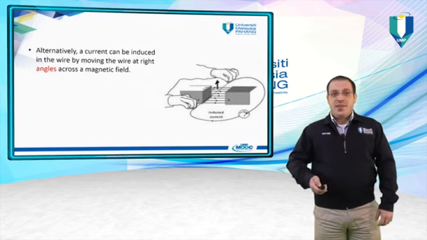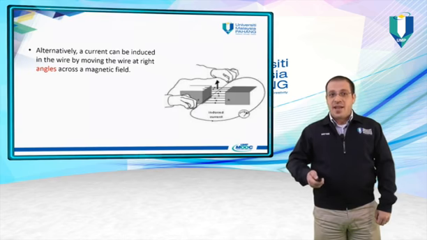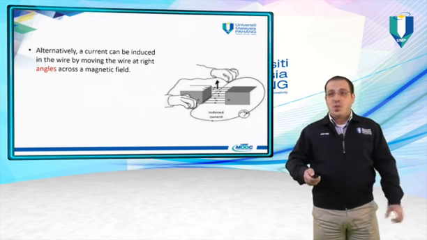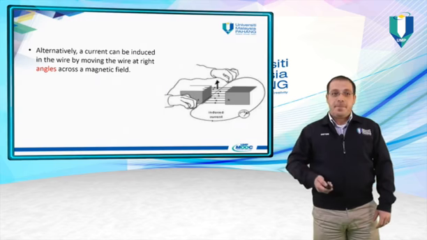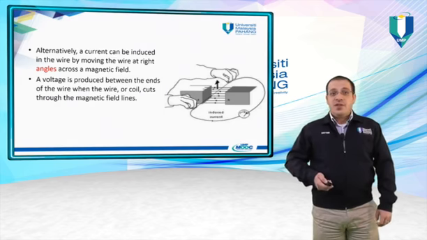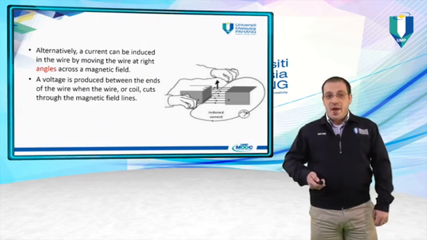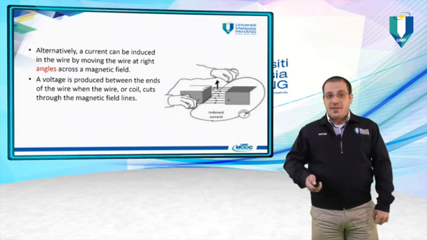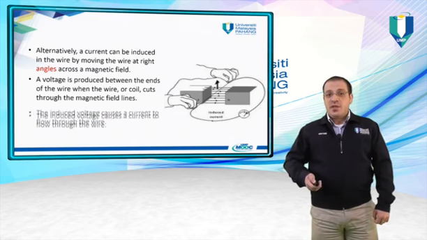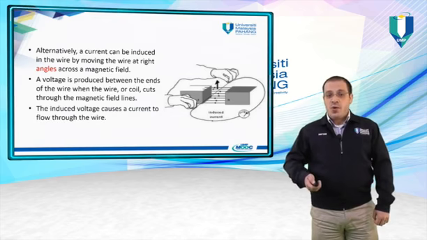Alternatively, a current can be induced in the wire by moving the wire at right angles across the magnetic field. I highlight the word angle because it's important, as we are going to see. A voltage is produced between the ends of the wire when the wire or coils cut through the magnetic field lines. The induced voltage causes current to flow through the wire. The wire can be more than one wire; in other words, it's a coil.